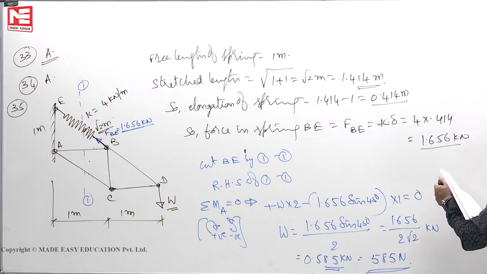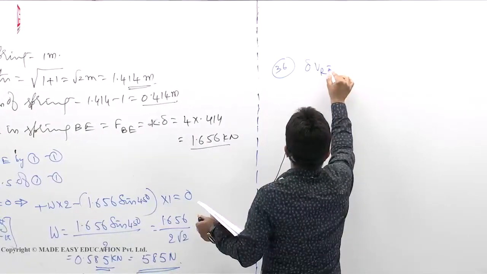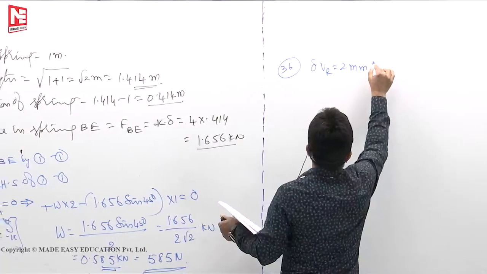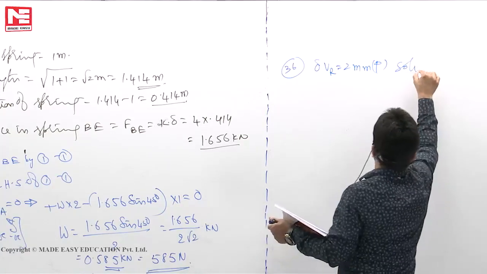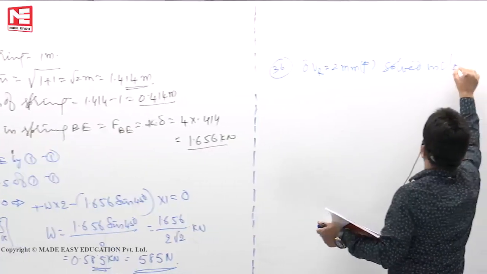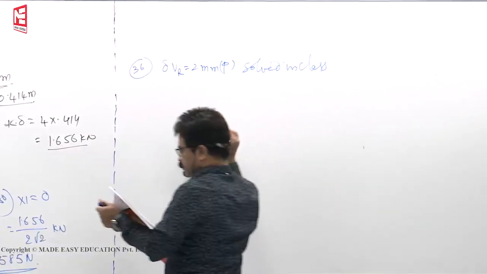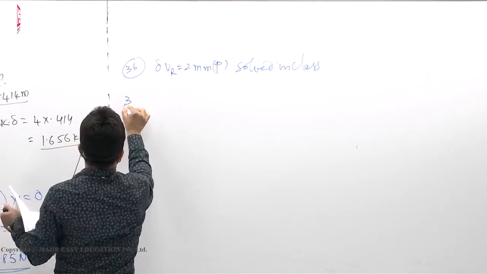Short by 2. This we have solved it. All members have same delta, vertical displacement of root 2 mm upward you have taken. This is solved in class. Next, 37.